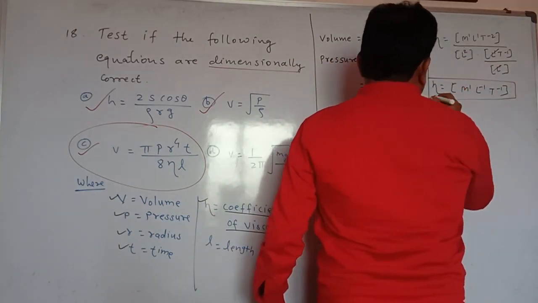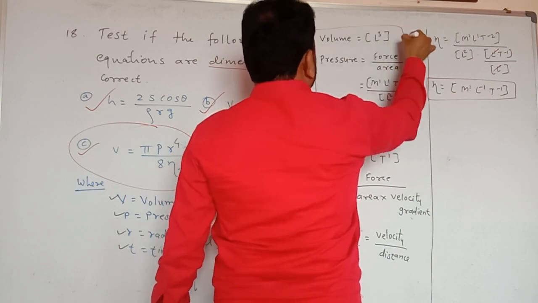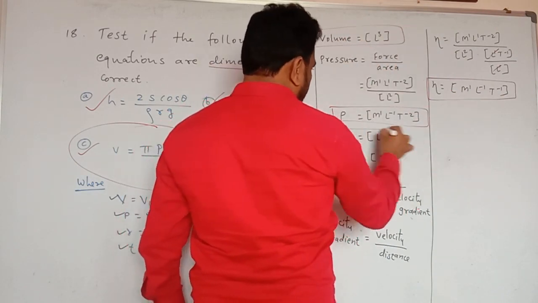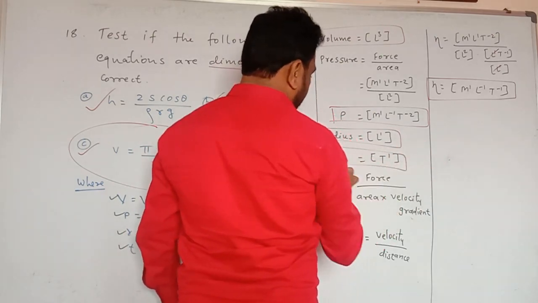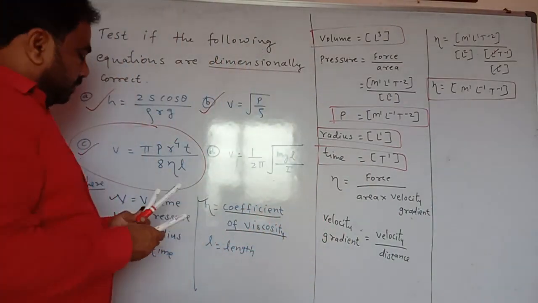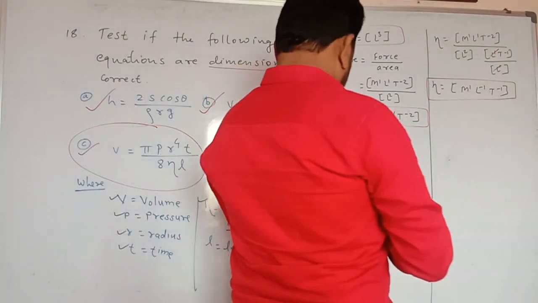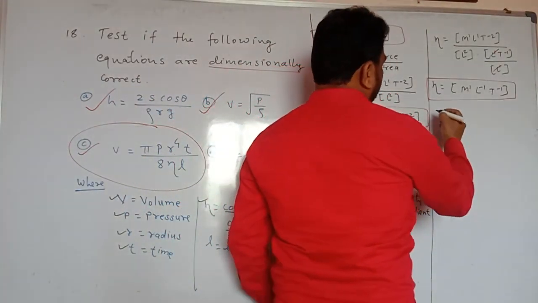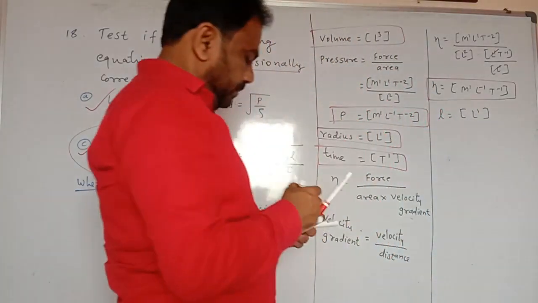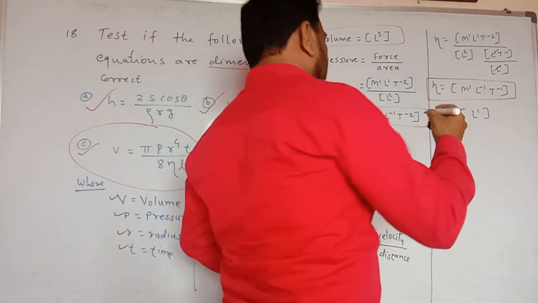So this is the dimension for coefficient of viscosity. This is for volume, this is for pressure, then radius, then time, then coefficient of viscosity. One quantity is remaining here, that is length, and we know the dimension for length, that is L, is equal to L1. So see here, we have already calculated the dimensions of the physical quantities.